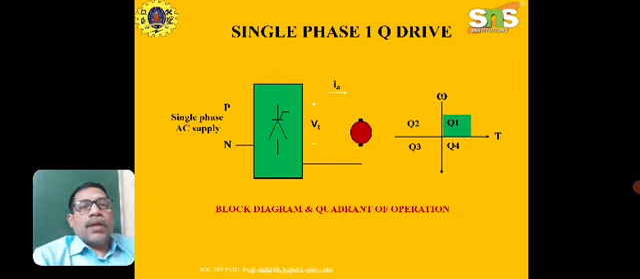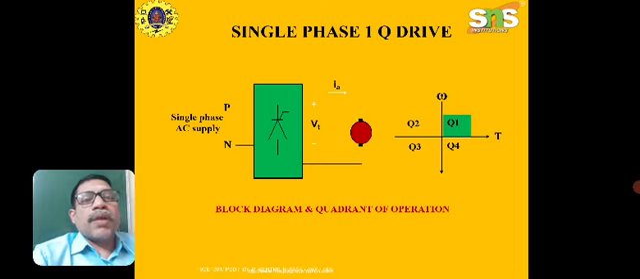The green color block represents the thyristor symbol, which may be a thyristor controlled converter or a diode uncontrolled rectifier, right? And the left hand side P and N is your single phase AC supply, and the output Vt is your terminal voltage, which is DC in nature, which is given to the armature.